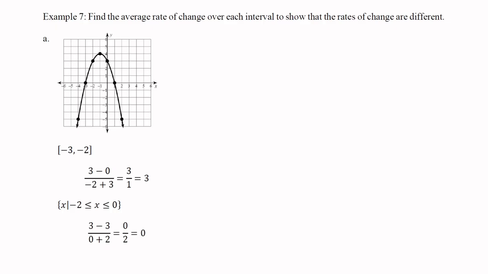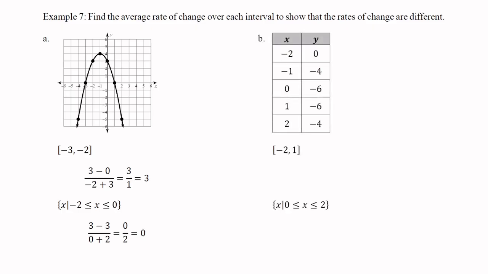So since our rate of change is different, then we know, first of all, it's not linear. So that does point to it either being quadratic or exponential. And in this case, it is quadratic. We've just shown that it does not have the same rate of change.